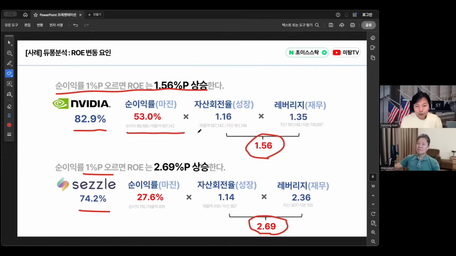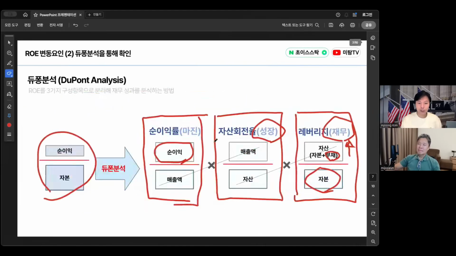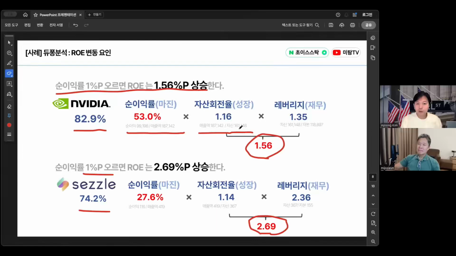So I wrote these numbers here in small print, but these are the numbers I found on our website using the previous example. That means you can calculate them yourselves as well. So even though these two companies seem to have similar return on equity, when you look at Nvidia, you might wonder, what could Nvidia do to increase its return on equity?